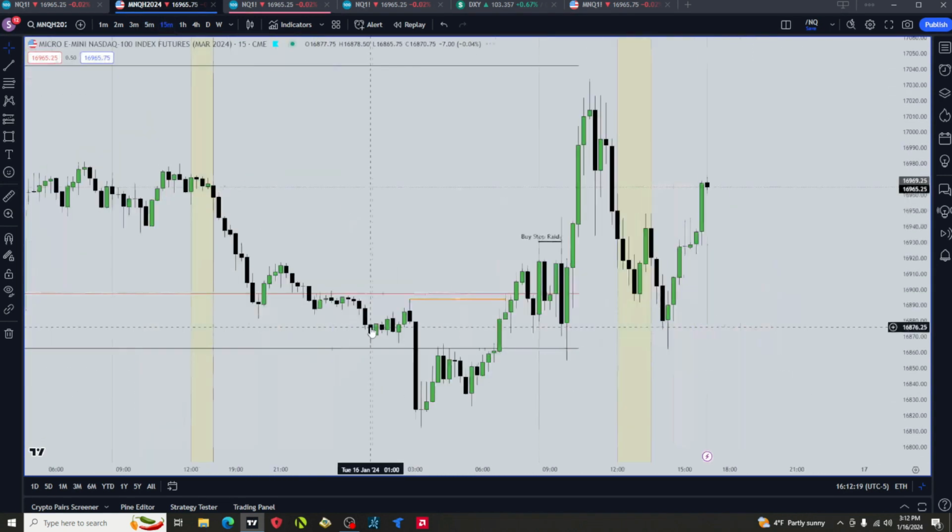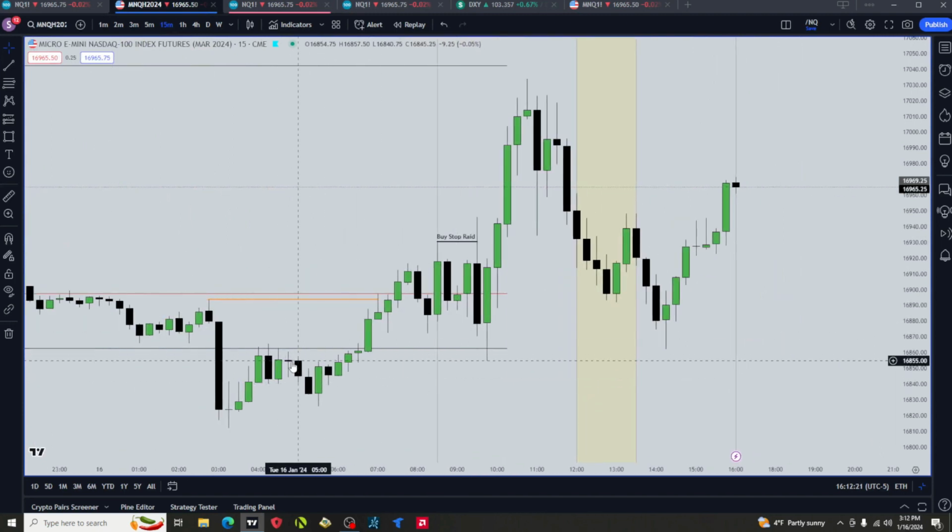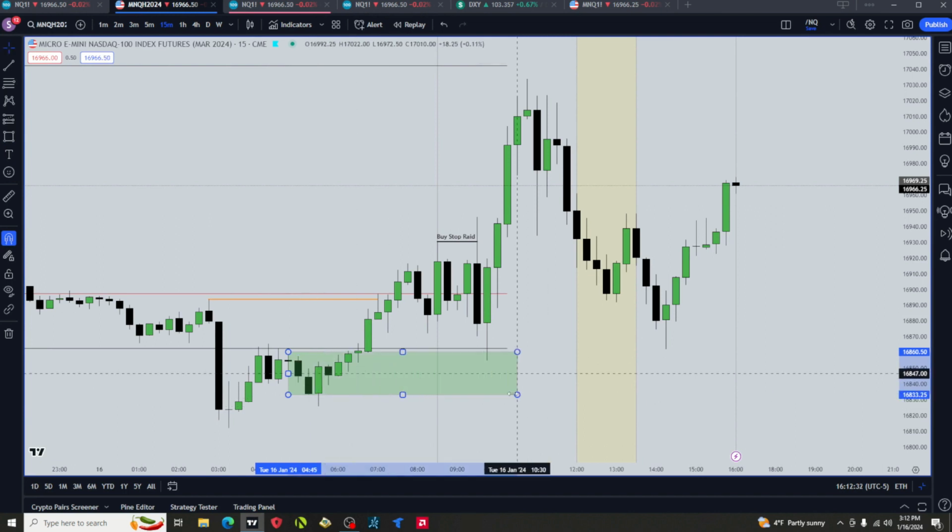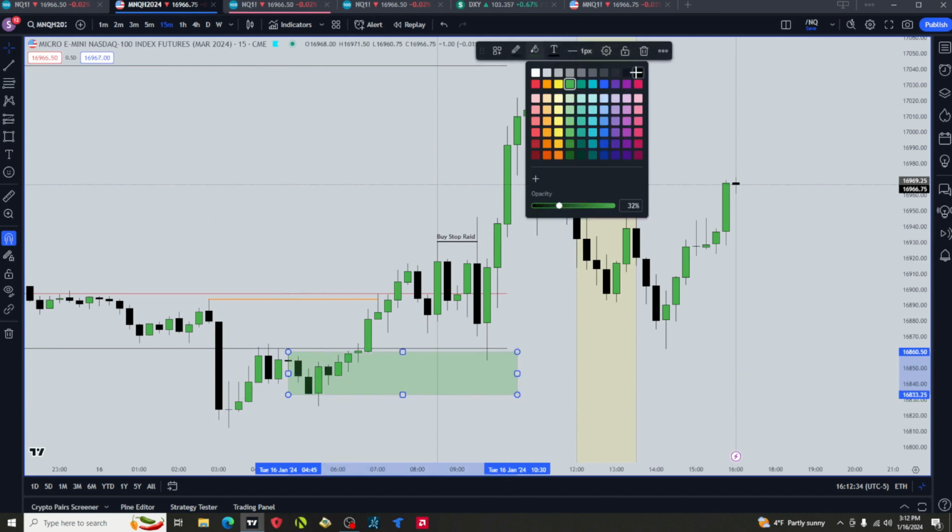And let me go back to a 15 for one moment. I want to outline this. If we look at these consecutive down close candles and then we trade up from there, that makes this a bullish order block. So I'm going to outline this order block because, as you can see, price ended up coming down to it right here.